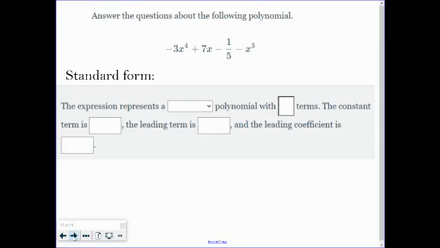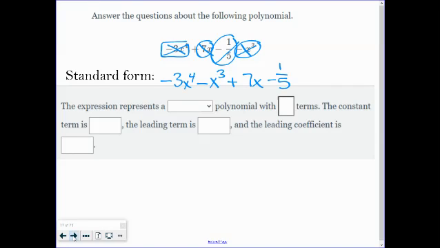Okay, answer all the questions about the following polynomial. Whenever we see ones like this, the first thing we need to do is write in standard form. So I'm going to take the largest exponent and write that first. So negative 3x to the 4th. The next biggest exponent is negative x to the 3rd. Then there's 7x. And then lastly, negative 1/5.